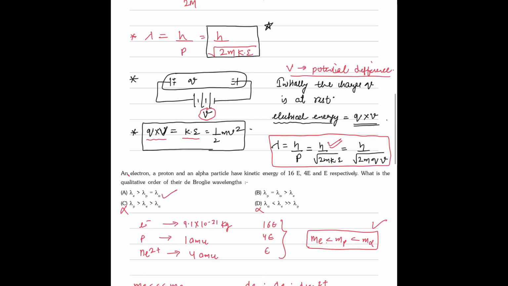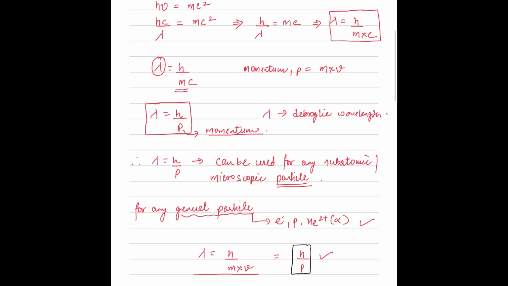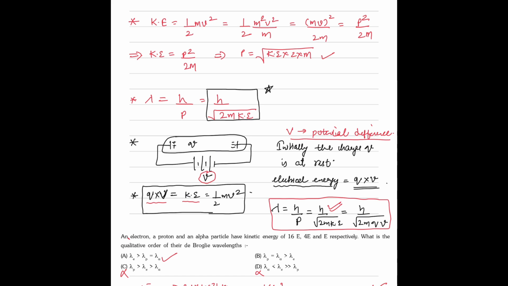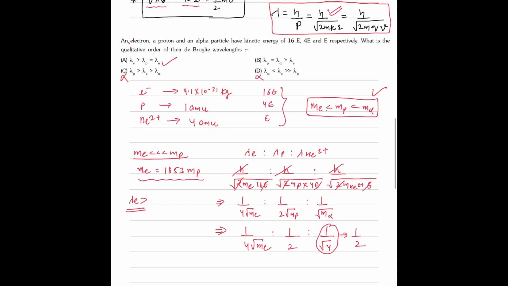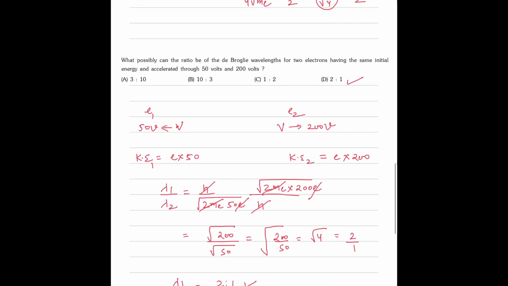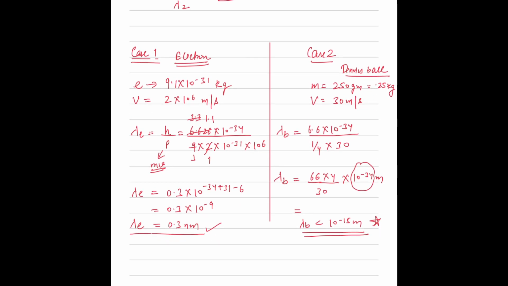We have gone through the concept and the derivation of the equation, the 3 important formulas, and along with them we have solved 2 questions. The first question was this one, the second question was this one, and the next very important concept is that the de Broglie concept is applicable mostly to microscopic objects. This we have proven here.